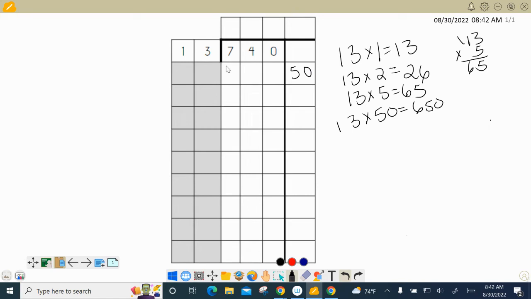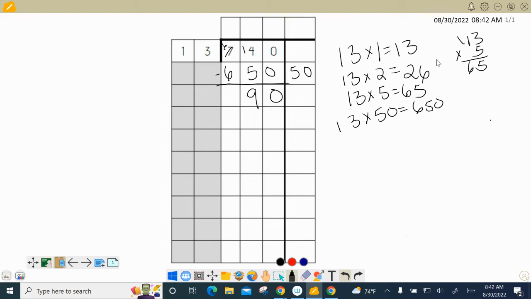50 times 13 is 650. Let's subtract. I did give you your boxes here. 0 minus 0 is 0. 4 minus 5, can't do that. So we have to borrow from our 7, make it a 6, 14. So count backwards 5 from 14: 13, 12, 11, 10, 9.